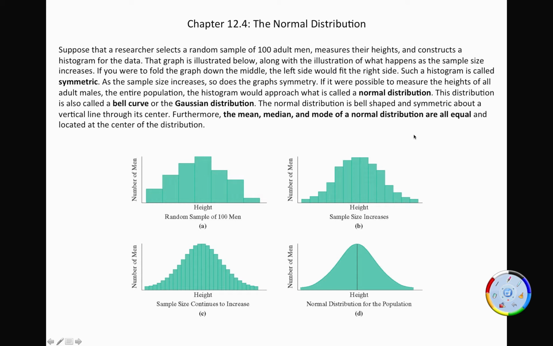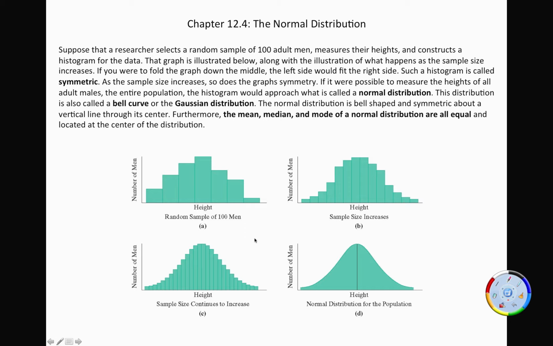Chapter 12.4, the normal distribution. Suppose that a researcher selects a random sample of 100 adult men, measures their heights, and constructs a histogram for the data. That graph is illustrated below, along with the illustration of what happens as the sample size increases. So here's a sample of more men and even more men.